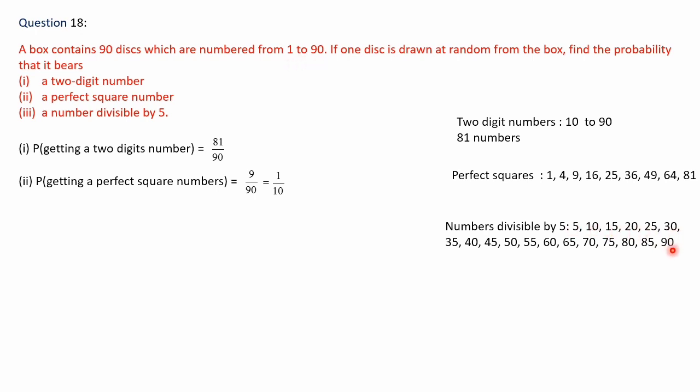Up to 90. When you count 1, 2, 3, 4, 5, 6, 7, 8, 9, 10, 11, 12, 13, 14, 15, 16, 17, 18. So favorable number of outcomes is 18 divided by total number of outcomes, which is 90. So 18 by 90. When you cancel, you will get 1 divided by 5. When you cancel 18, you will get denominator 5. So 1 by 5 is the required probability.